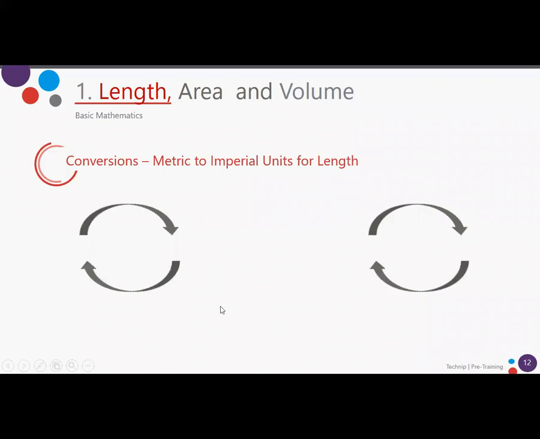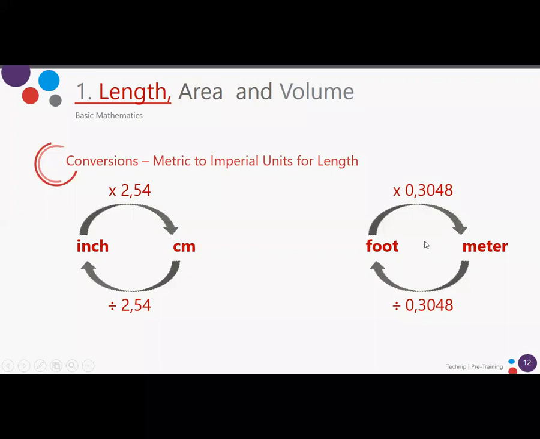Okay. Now, how do we convert between the metric and the imperial units and the other way around? So 1 inch is 2.54 centimeters, or when you have centimeters, you divide by 2.54 in order to get inches. Conversion between foot and meter is that 1 foot is 0.3048 meter. And then again, if you want to express meters in feet, you divide by the same factor.